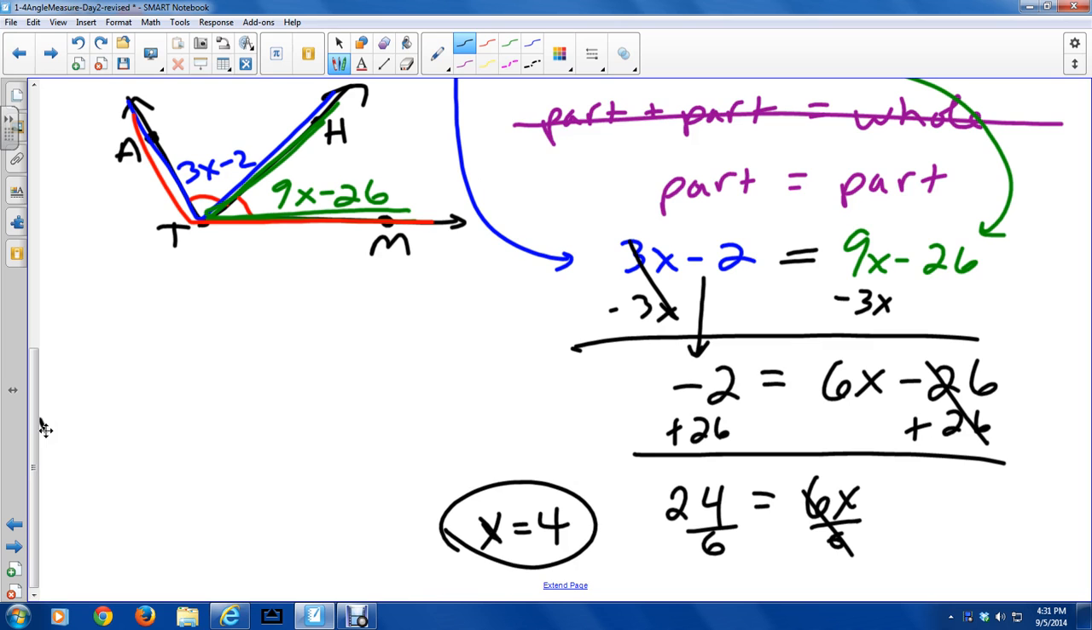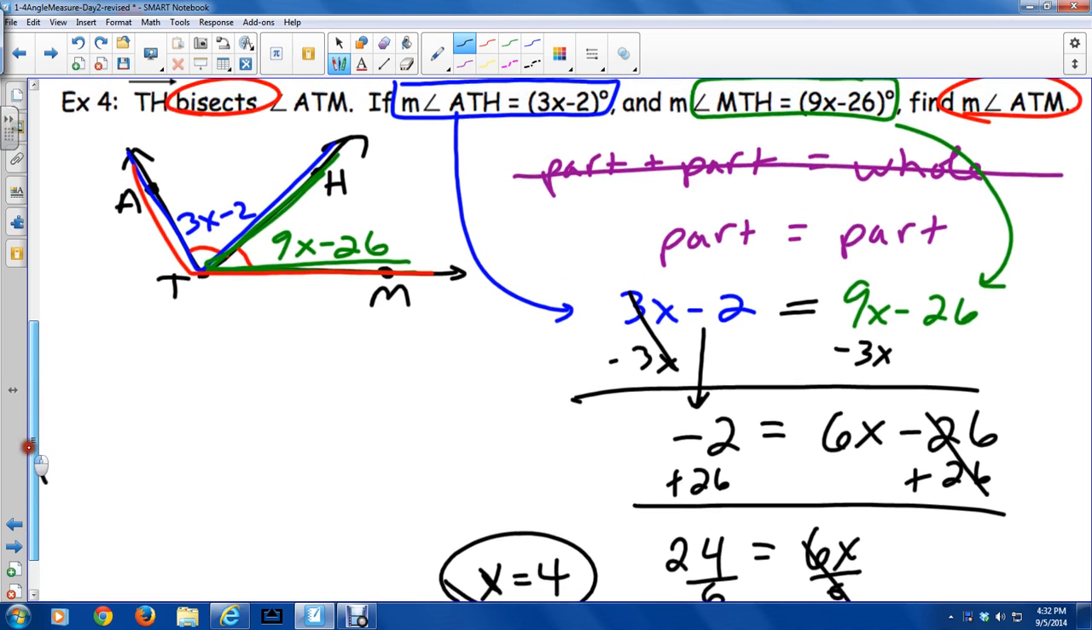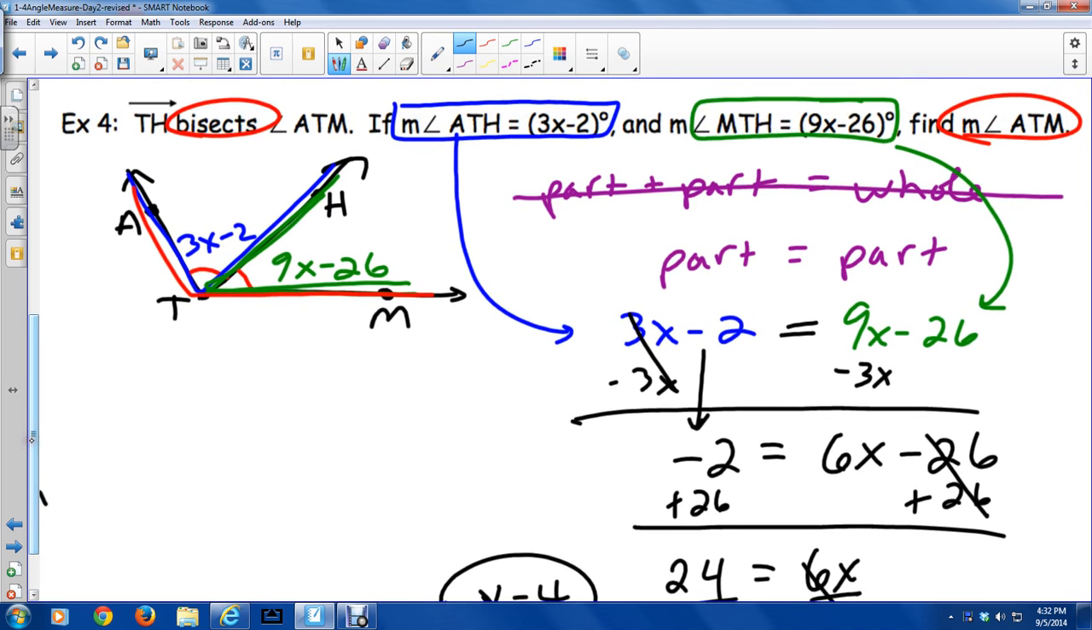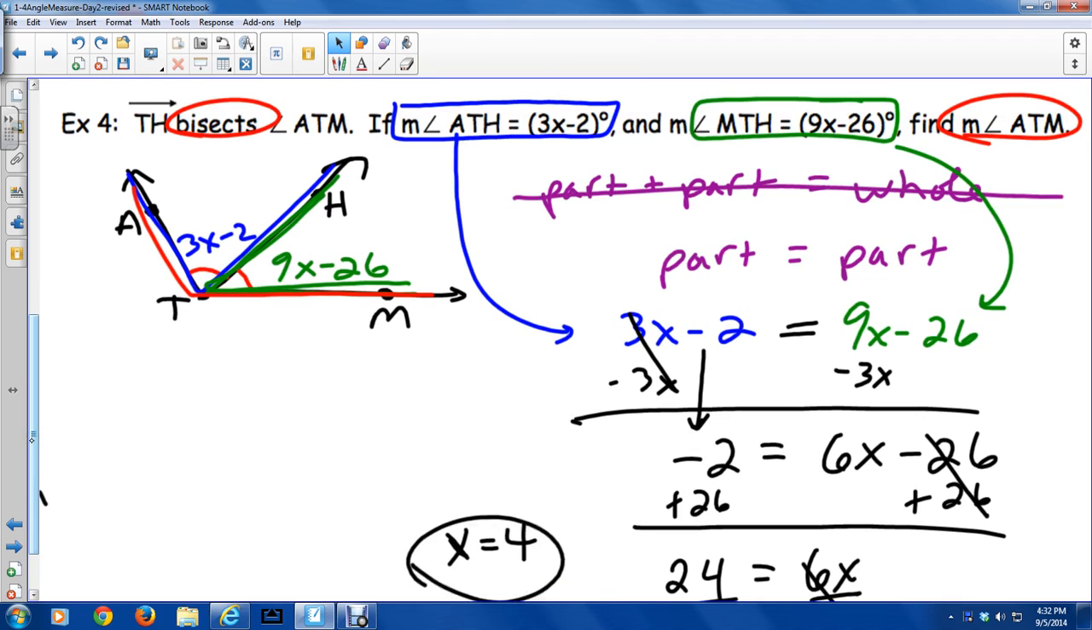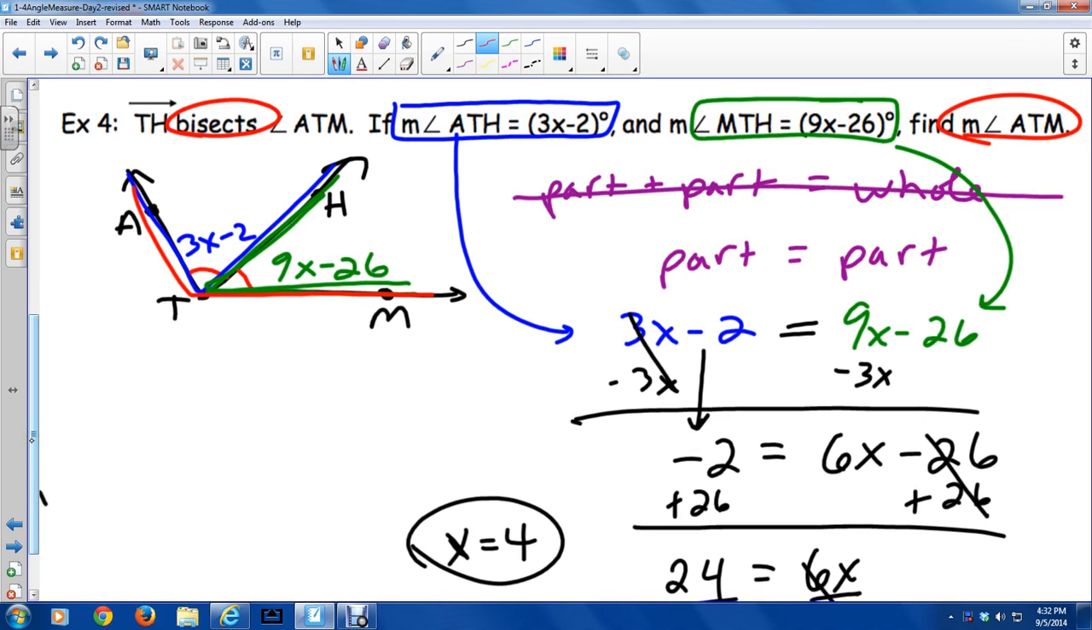And there's a really nice way you can check your answer here. I'm asked to find the measure of angle ATM, so I'm looking for the measure of the entire angle. I don't actually have just one expression I can plug into to find the measure of angle ATM, but I have the two parts, and we already established that if we add the two parts, we're going to get the whole. So I'm going to plug the 4 into both parts, and I'm going to check my work because I know since I have a bisector, they should be equal.